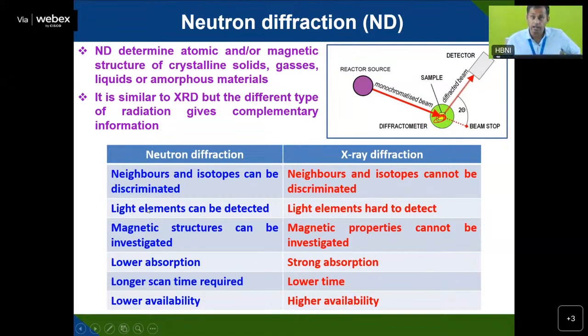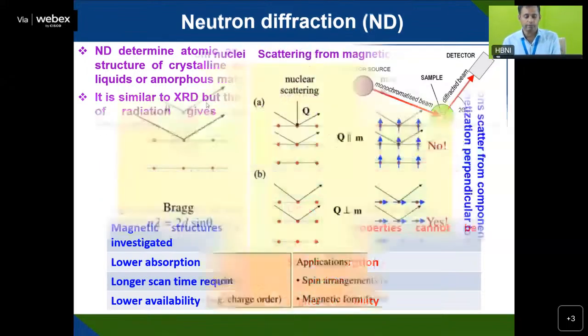So magnetic structure can be investigated using neutron diffraction, whereas in X-ray it's not possible. There is lower absorption in the case of neutrons, but it requires a longer time to scan in comparison to X-ray, and its availability is very, very limited, meaning you need a nuclear reactor to see this neutron diffraction pattern.